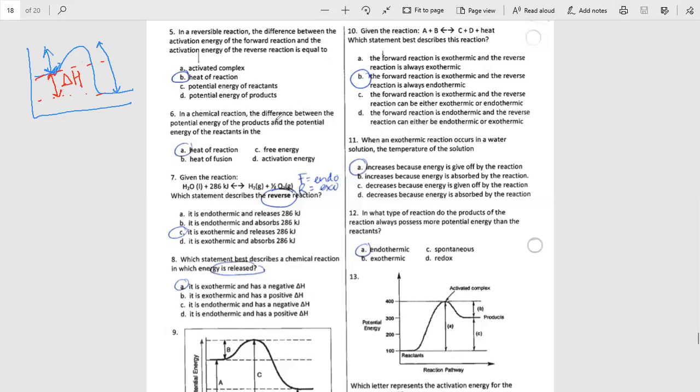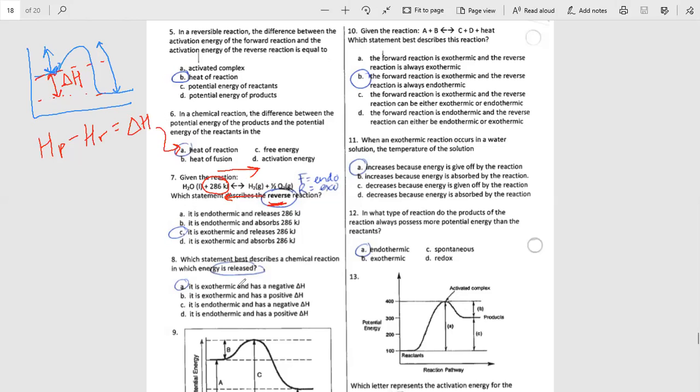Number six, the difference between potential energy of products minus potential energy of reactants is your delta H. Delta H is called heat of reaction. Okay, this one, number seven, they try to trick you on this one. Which statement describes the reverse reaction? Going in the forward reaction, you have heat being added. That is endo. So I have an F here, forward equals endo. That means the reverse has to be releasing, exo.